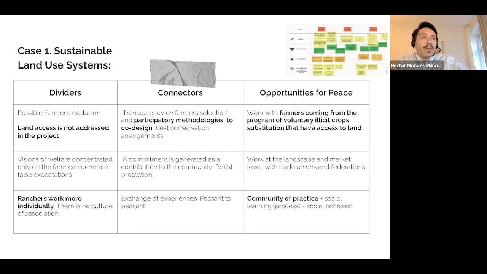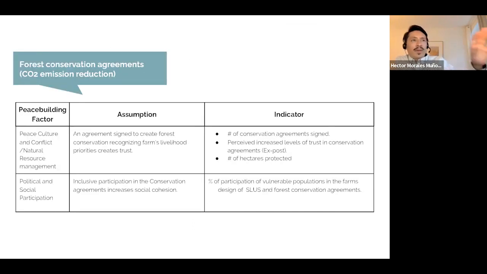So after we conducted this, then we tried to develop some peace building indicators. So for example, for these forest conservation agreements activity, the peace building factor that was prioritized was building a peace culture and also peaceful management of natural resources. So the assumption behind it was that an agreement signed to create forest conservation that recognizes the cultural practices of the farmers would enhance trust and would also provide social cohesion between the farmers.